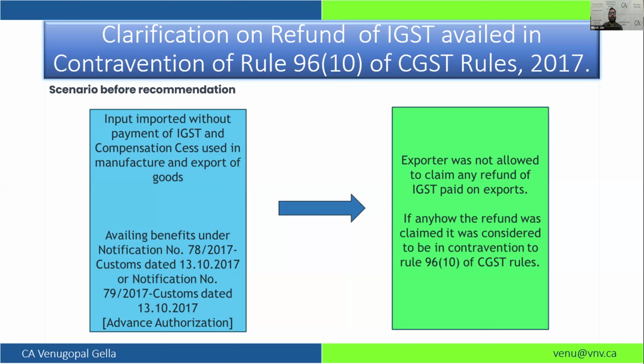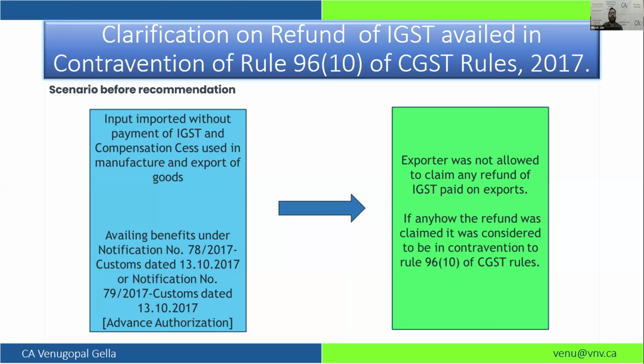If you imported without payment of IGST and compensation cess, and the inputs were used in manufacture and export of goods, then you will not be allowed to claim refund on IGST paid on exports. But there have been scenarios where the exporter has actually availed both the benefits, advance authorization plus refund of IGST paid on exports.